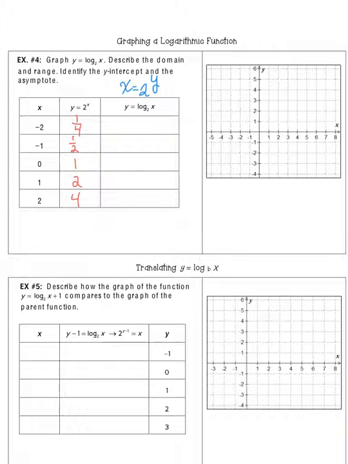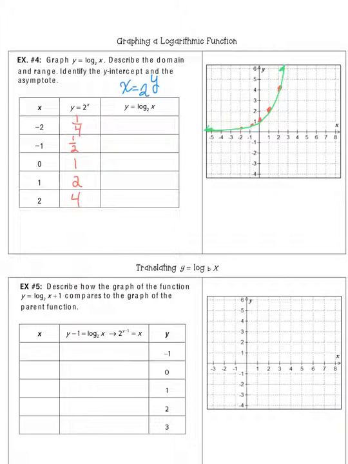So I have -2, +1/4, and then -1, +1/2, and then 0, 1, that's our key point, and then 1, 2, and 2, 4. And if I connect those points, that exponential graph is going to look something like this.